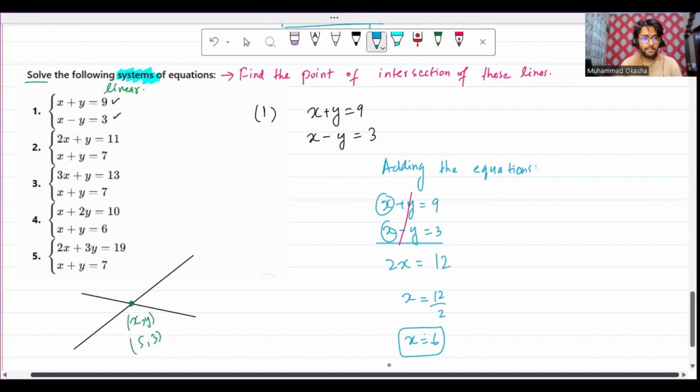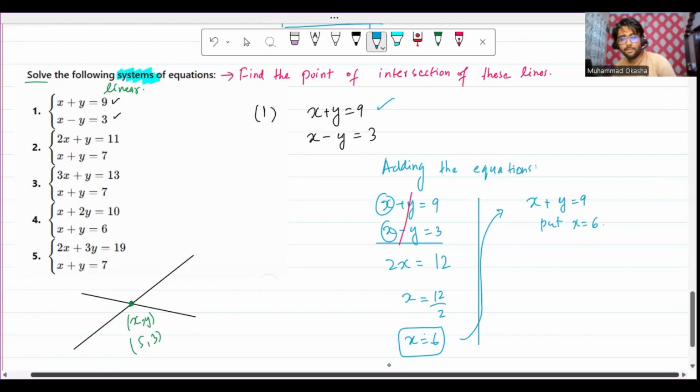But we said when we say solve, we mean we have to find out the value of x and y. So once you have a value of x, put it in any equation you want. You have two equations, right? So you can put x in any equation. For example, let's put it in this equation, x plus y equals 9. Put x equal to 6.